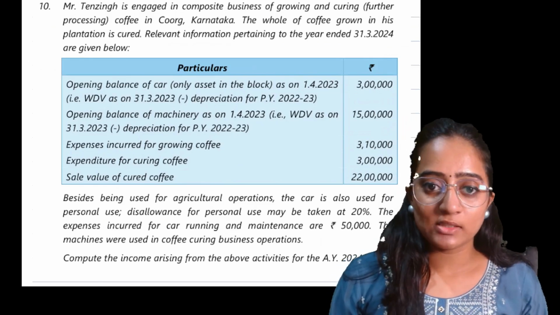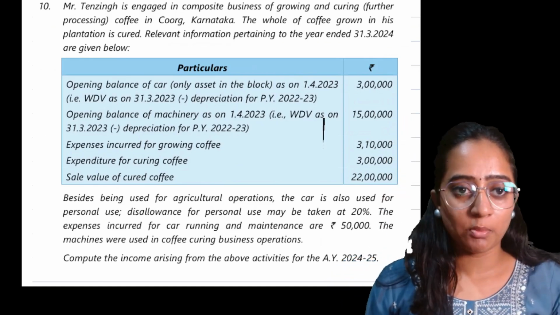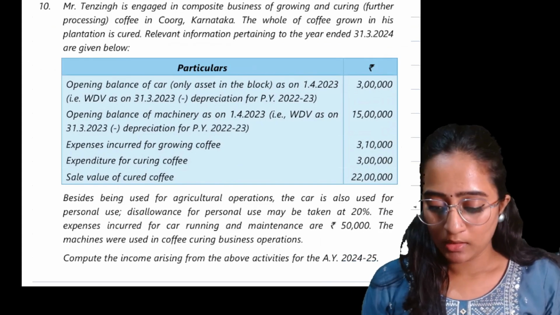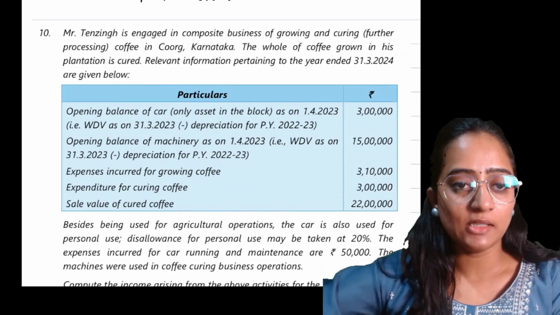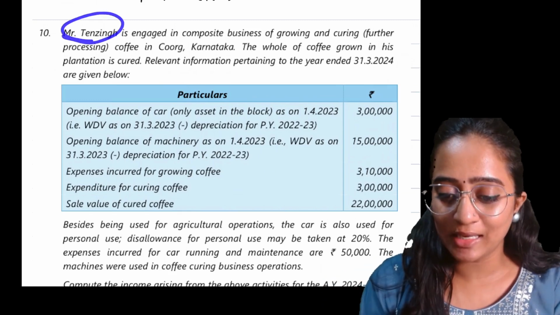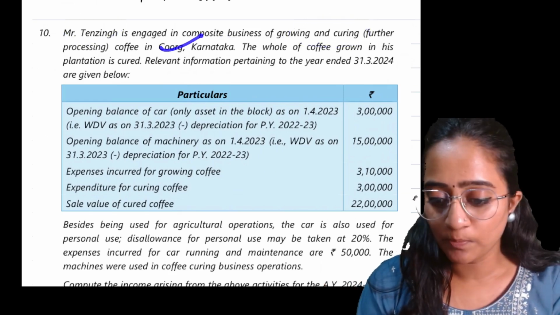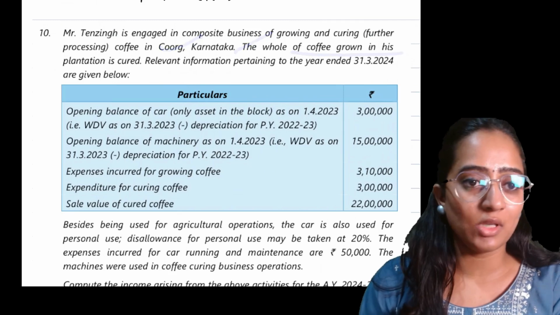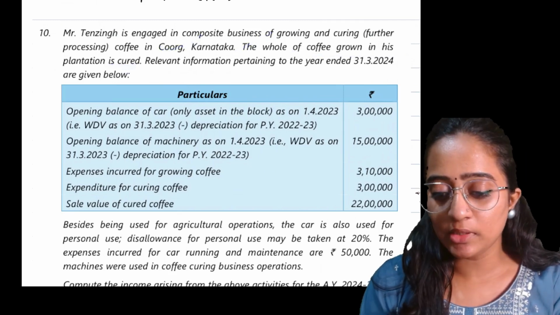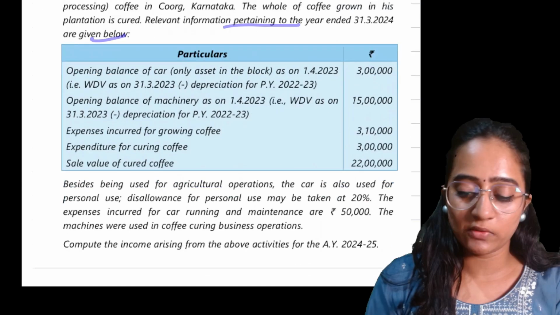So now, people, let's look into question number 10. Question number 10 states, Mr. Tenzin is engaged in a composite business of growing and curing coffee in Coorg, Karnataka. The whole of the coffee grown in his plantation is cured. Relevant information pertaining to the year is given in the question.